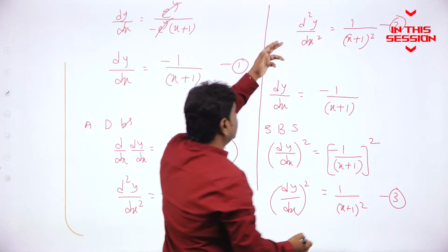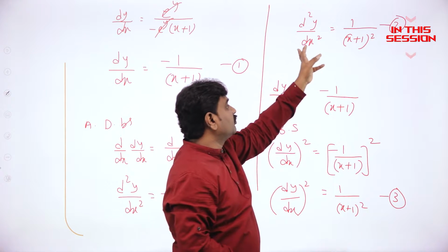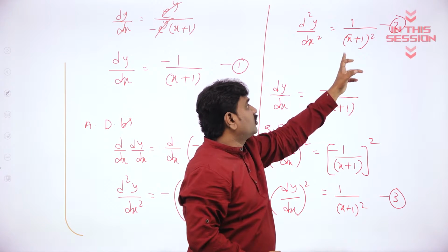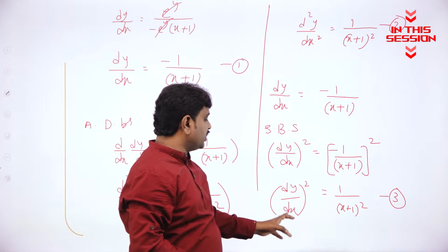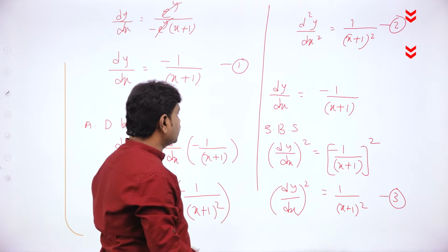See, from 2 and 3, RHS is the same. What is d square y by dx square? 1 by x plus 1 the whole square. What is d by dx of dy by dx the whole square? Same. So therefore, what is the conclusion?